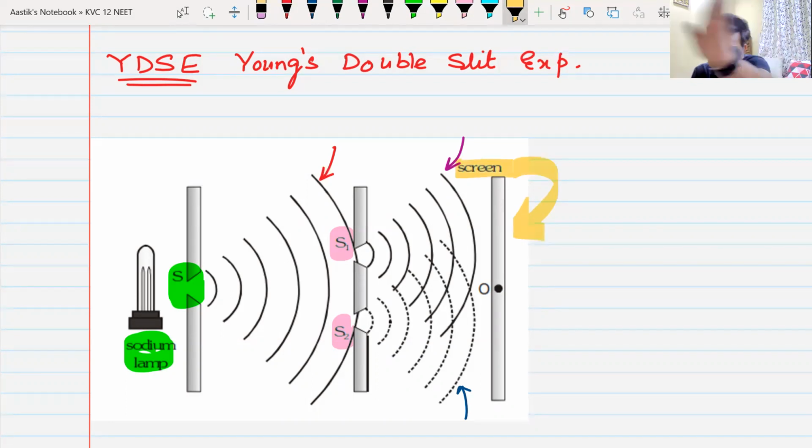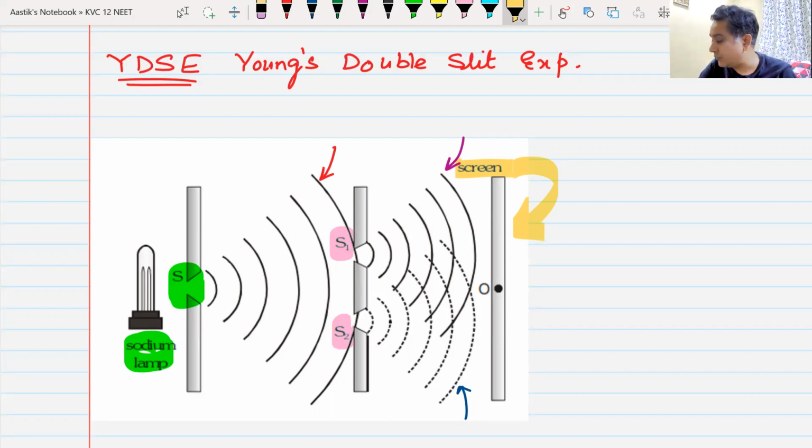So we see what is happening on the screen. What is going to happen on the screen? These two wavefronts, or these two waves, will fall on the screen and they will interfere. Do we understand this? Yes or no? They will fall on the screen and they would interfere. And if I show you a 3D view of this, it would look like this.